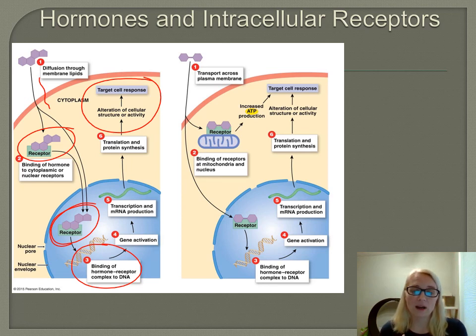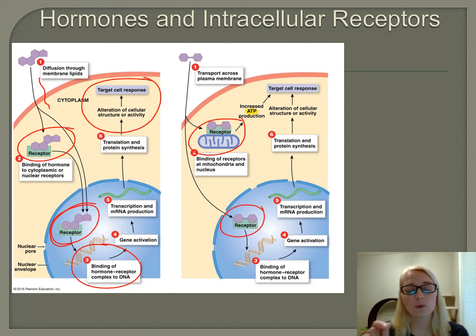For the thyroid hormone that they have here on this other example, this does have intracellular receptors. It is more of a transport across the plasma membrane than a diffusion, but they included this thyroid hormone in this message because the receptor is inside. There's two locations for receptors for the thyroid hormone. One is on the mitochondria, and the other is in the nucleus.